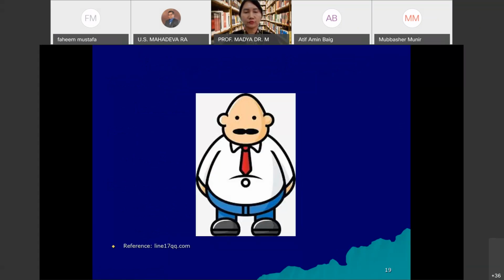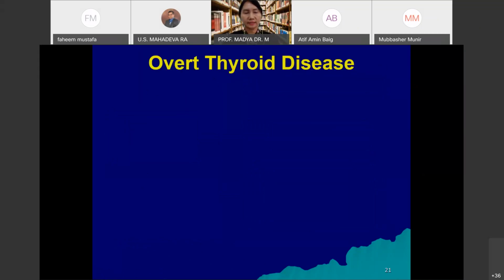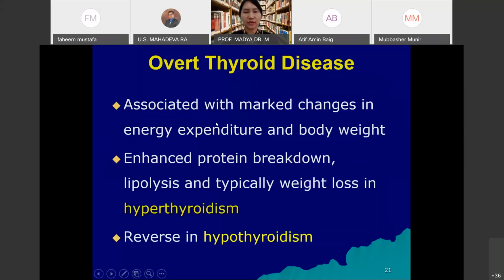So let's move on to obesity. Obesity is a BMI of more than 30. So what is the role of thyroid hormone in obesity? It's related to our symposium topic. We should focus on the key role of thyroid hormones regarding obesity: basal metabolic rate, thermogenesis, and regulation of body metabolism in starved and fed states. Hyperthyroid disease is associated with marked changes in energy expenditure and body weight, and it will enhance protein breakdown, lipolysis, and typically cause weight loss. These effects will be reversed in hypothyroidism.